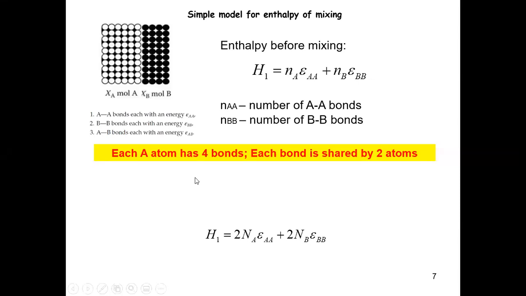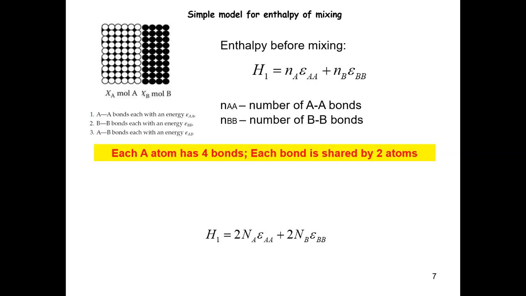So if we do this naive counting, it seems that each A atom has 4 bonds, right? But each bond is equally shared by 2 A atoms. So by considering these 2 effects together, how many bonds? We get 2 times Avogadro's number of atoms, so effectively each A atom is associated with 2 bonds, right?